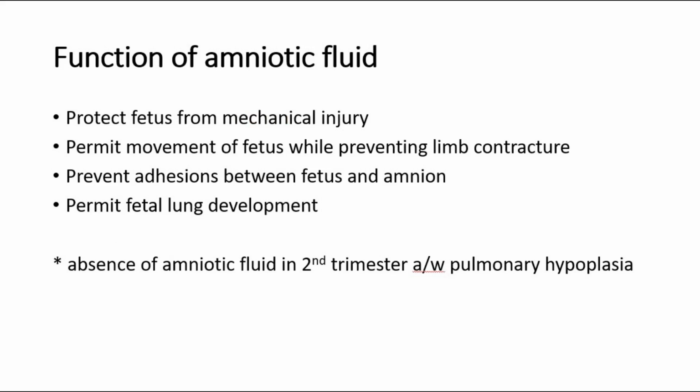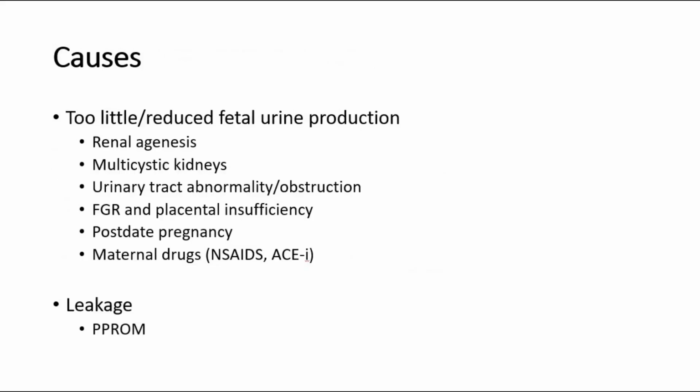This is the overview of the function of amniotic fluid, where amniotic fluid helps to protect the fetus from mechanical injury, allows the movement of the fetus while preventing limb contractures, prevents the adhesion between fetus and amnion, and also allows for fetal lung development. And that's why if there is absence of amniotic fluid, especially in the second trimester, these cases are usually associated with pulmonary hypoplasia, which is associated with fetal lung development.